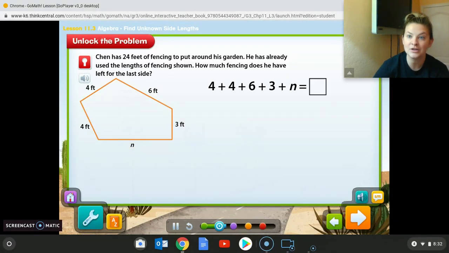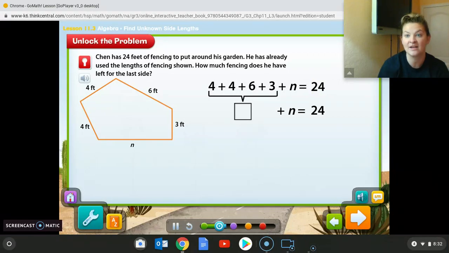So if we were to do this, we would make an equation. 4 plus 4 plus 6 plus 3 plus n equals our perimeter, right? So we don't know what n is, but we do know that missing box. We do know what the perimeter is because it's told in the problem. Chen has 24 feet. So that's where we would put 24. So do you see how it was that we needed to find that last number by adding everything? But today, we need to figure out what n is. So remember, don't freak out because there's a letter in math. We know that that's okay.